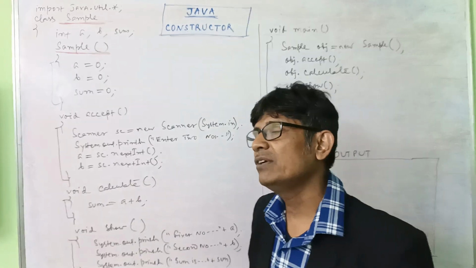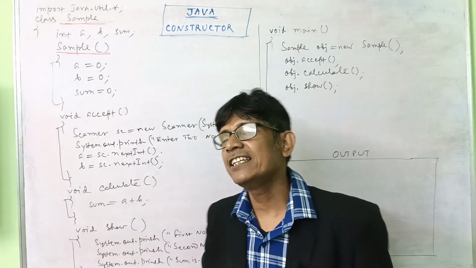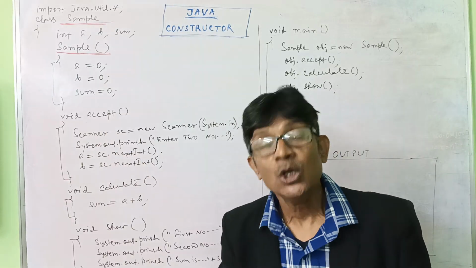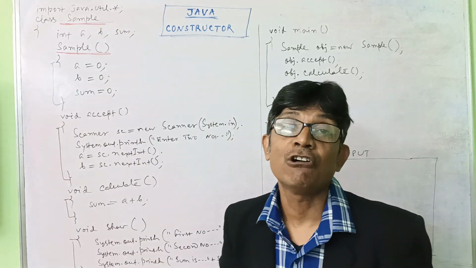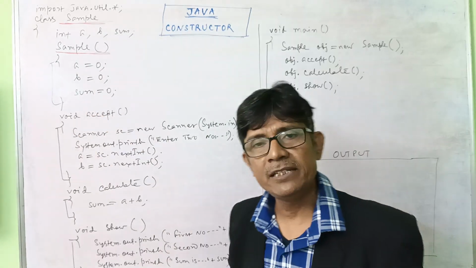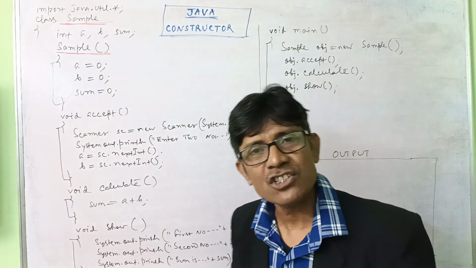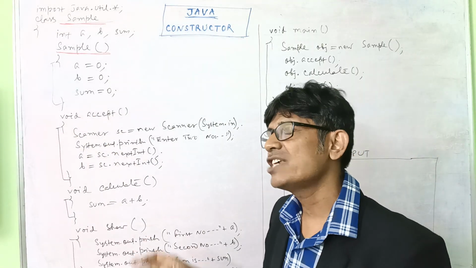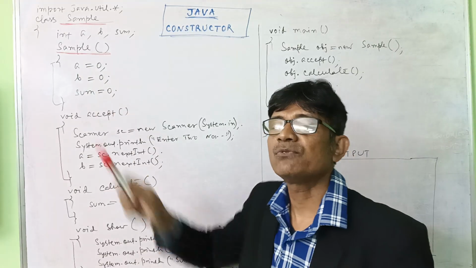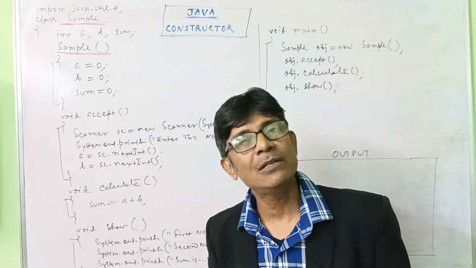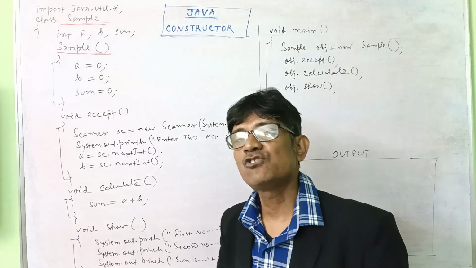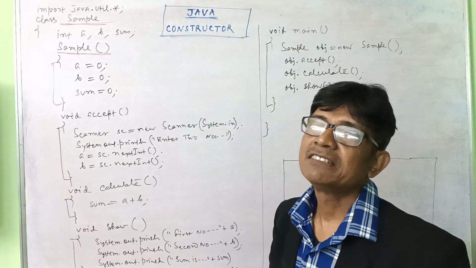Now once again, we are changing the default value using the accept function. If you do not want to change it, the default value will be 0 only. Suppose the sum I will not change. How will it be changed? It will be changed by our calculation. But these two values we will accept from the user. So the default value we will change later on. So the constructor, when will this be called? This will be called when we create the object.